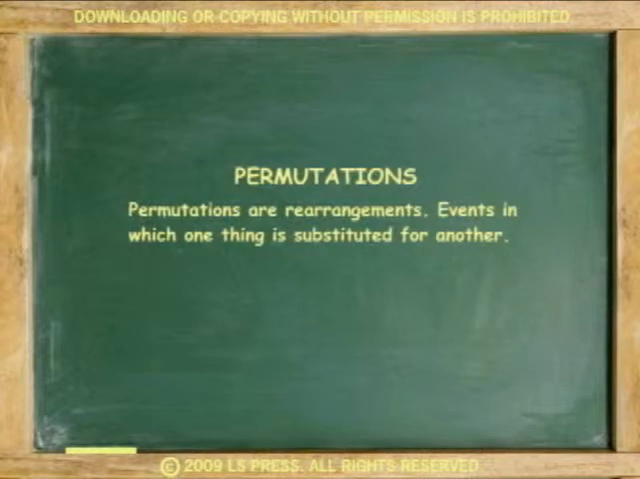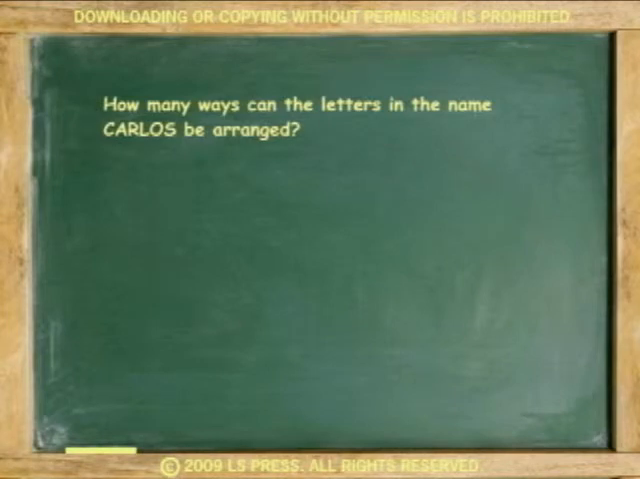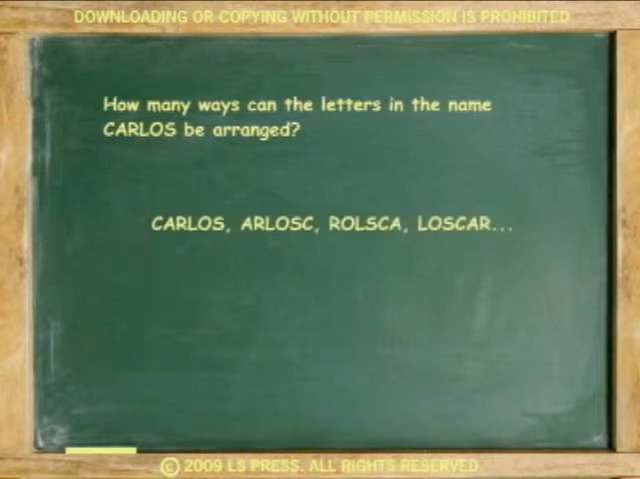Now to permutations. A permutation is when a set is rearranged. In other words, an event in which one thing is substituted for another. For example, in how many ways can the letters in the name Carlos be arranged? If you tried to do it manually by moving letters around, it would take a long time. However, the following equation can be used to solve it.